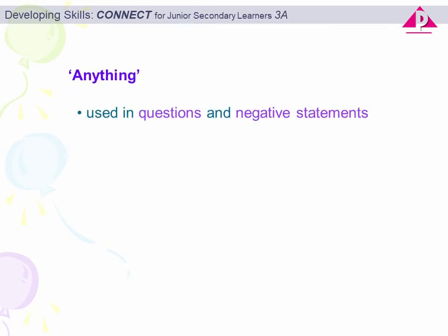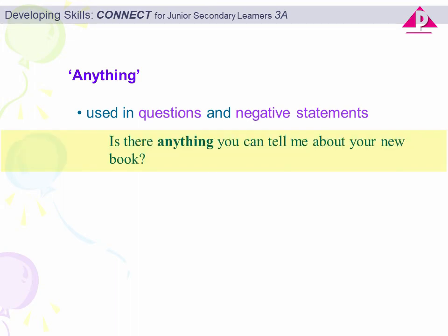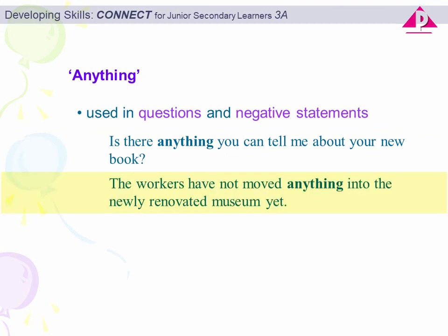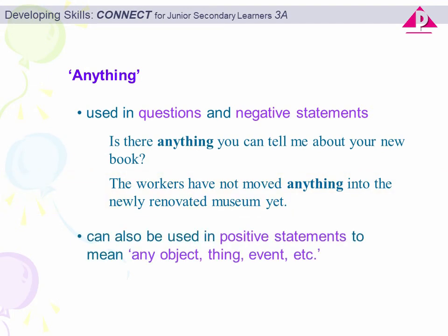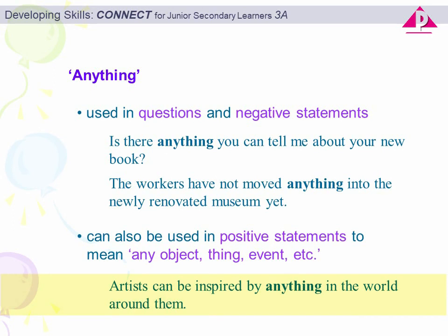For anything, we use it in questions and negative statements as shown below. Is there anything you can tell me about your new book? The workers have not moved anything into the newly renovated museum yet. If we are referring to any object, thing, event, etc., we can use it in positive statements. One example is, artists can be inspired by anything in the world around them.